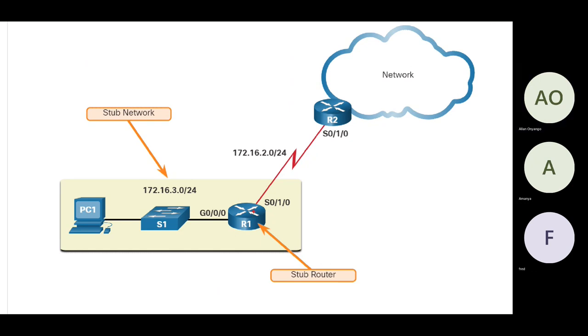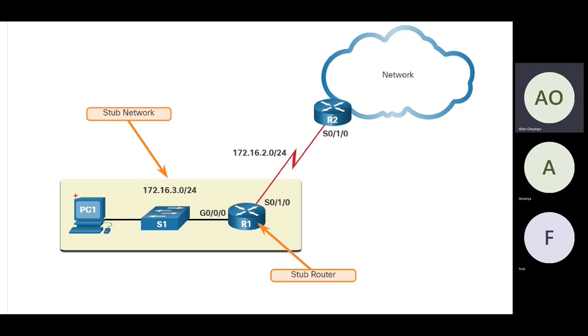R1 is connected to PC1, okay? And R1 is also connected to the internet. Looking at the router R1, R1 is actually called a stub router. Why? Because R1 has only one connection to the internet. R1 must go to the internet through R2, no other way.